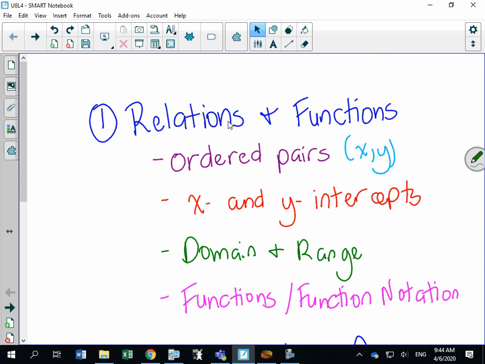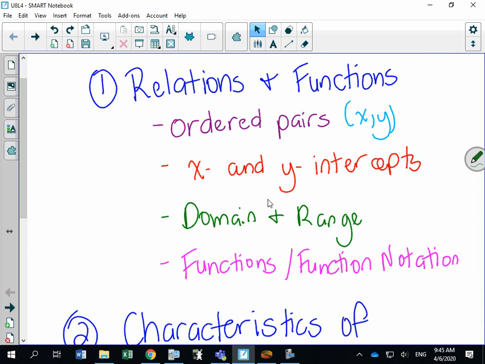So the first chapter, Relations and Functions, this is what we've already done. So we learned about ordered pairs. So ordered pairs, remember, fit on our Cartesian plane, and it's always x comma y. Then we learned about x and y intercepts.